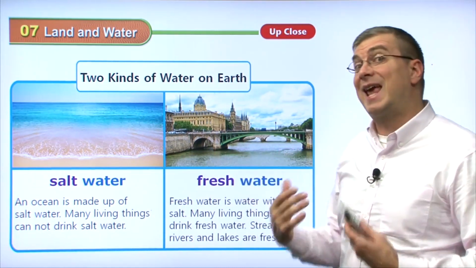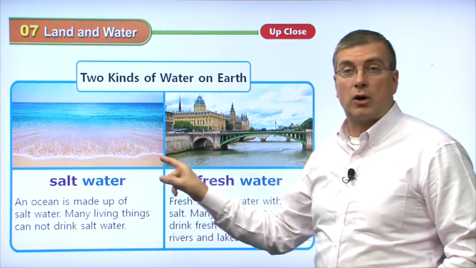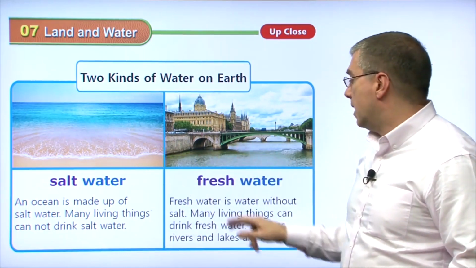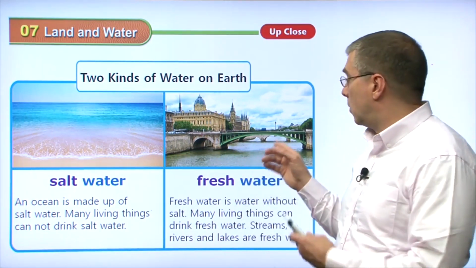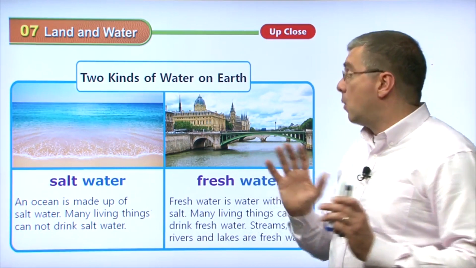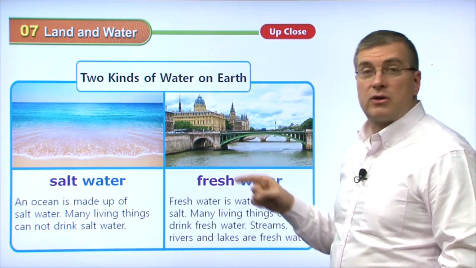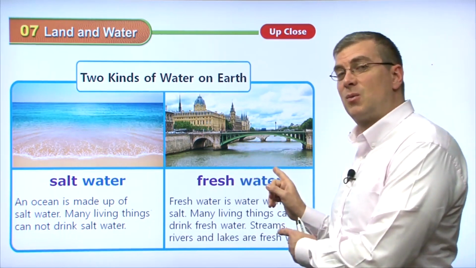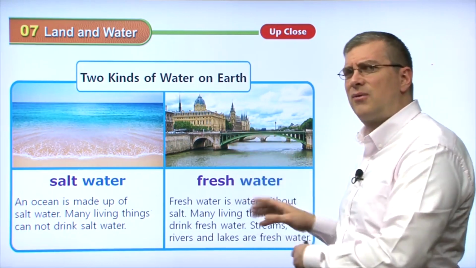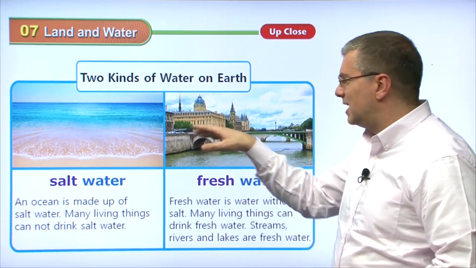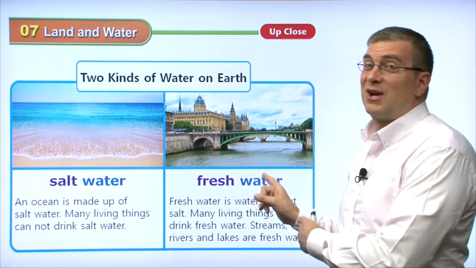However, fresh water we can drink. Fresh water is water without salt. There's no salt in this water. Many living things can drink fresh water. So we can drink the water in rivers and lakes. However, I would not drink the water from a river that runs through a city because, although there's no salt in this water, there might be other things like some pollution or runoff, things that the people in the city are putting in the water. So don't drink that water, but it is fresh water.